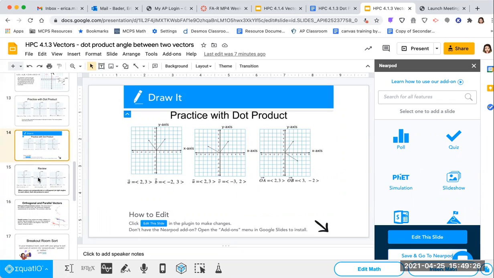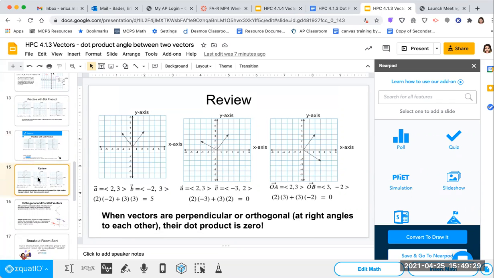Okay, I'm assuming you've had a chance to practice. Let's review. So our first dot product was 5. 2 times -2 is -4. 3 times 3 is 9. So -4 plus 9 is 5. So this dot product is 5. So the force that each of these vectors exert, or the projection of these vectors onto the other, is 5. All right. The second pair is 0. 2 times -3 plus 3 times 2. That's -6 plus 6 is 0. And then the last set of vectors is also 0.